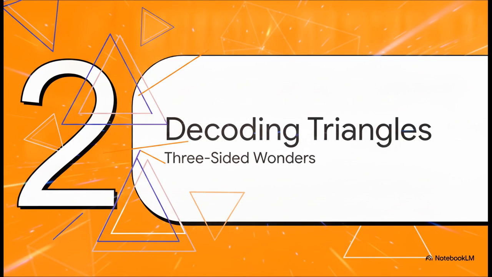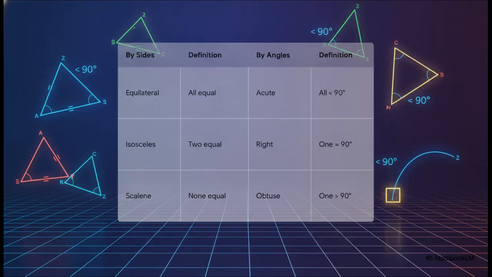Section 2. Decoding triangles. Since you can't enclose the space with just 2 straight lines, the triangle with its 3 sides is where geometry truly begins. Let's move to the triangle and see how this builds. Now, what's really interesting about this slide is how we classify these shapes, almost like a geometric detective identifying suspects. You can identify a triangle by looking at its sides or by looking at its angles.